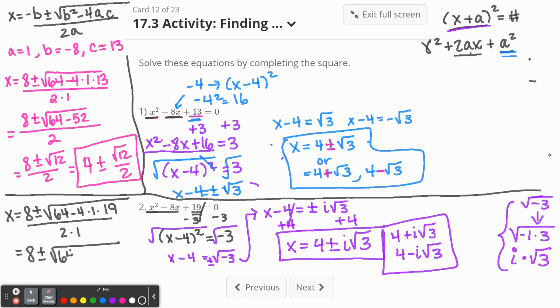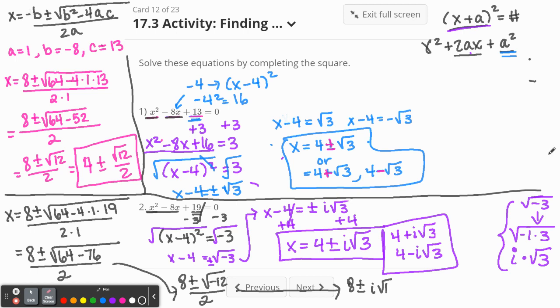I'm going to get the square root of 64 minus 76. Now, what is 64 minus 76? Well, it's negative 12. Again, the square root of negative 12 can't be simplified. The only thing we can do further is put an i in to get rid of that negative, giving us 8 plus or minus i root 12 over 2. And then we can separate it into a non-fractional number.